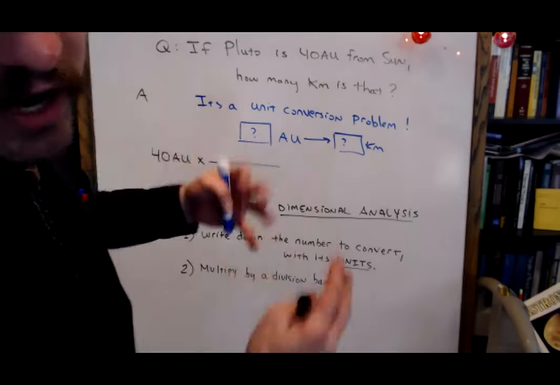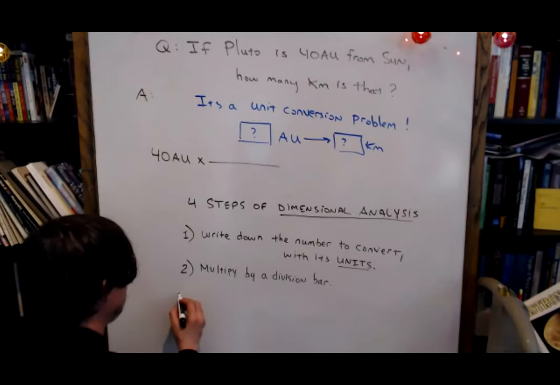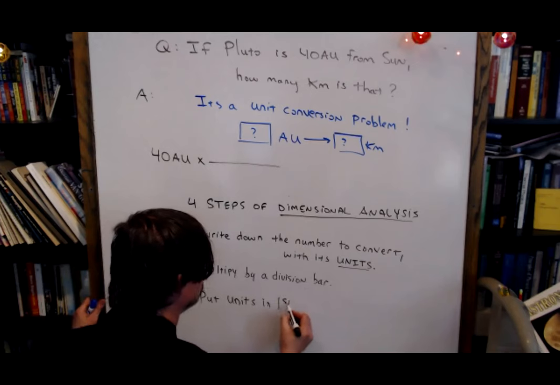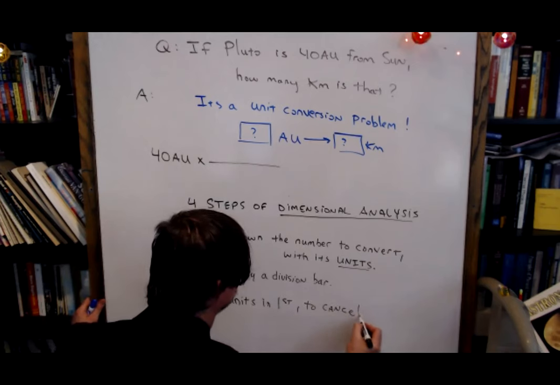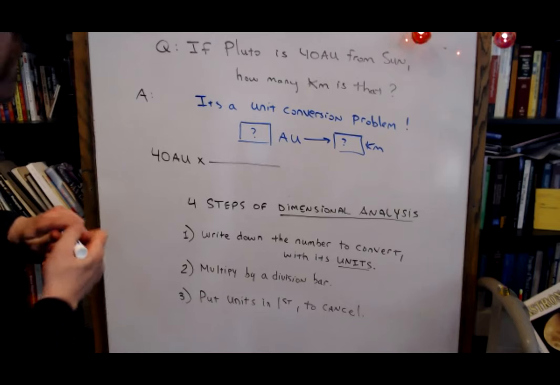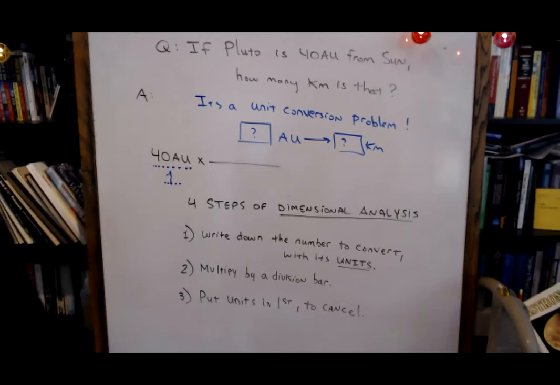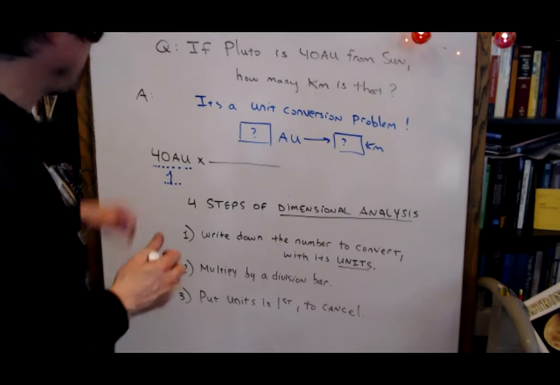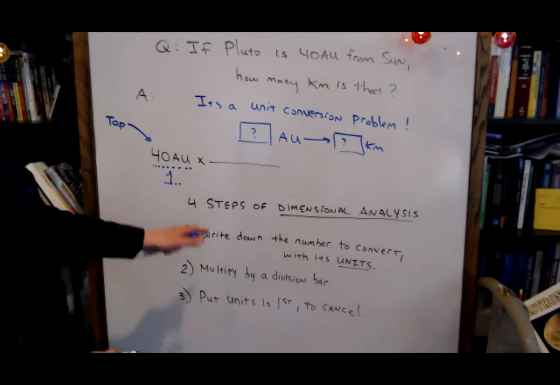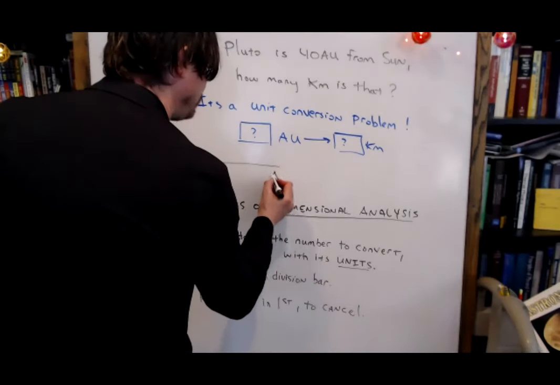Now, the third step is the heart of what makes dimensional analysis cool. We're going to use units to guide our thinking, not numbers. So in step three, we are going to put the units in first to cancel, okay? Put units in first to cancel. And what that means is, whether or not you realize it, 40 AU is actually part of a little secret fraction. Because I can divide any number by one, any number that you write down, like the number five or the number six, is technically always in the numerator or the top of a secret fraction. So even though 40 AU looks like it's in the middle of the line, you need to recognize that it is distinctly in the top. And that's helpful because it means that I can put astronomical units down on the bottom.